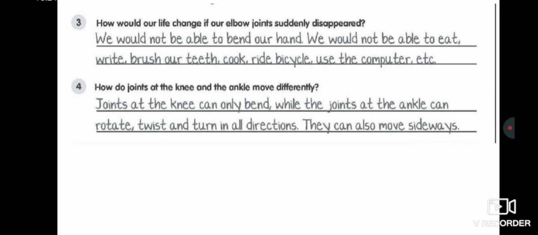We will discuss in the next session different types of joints. 4 types of joints we have discussed in this session, and we will explain their functions and their uses in the next session.